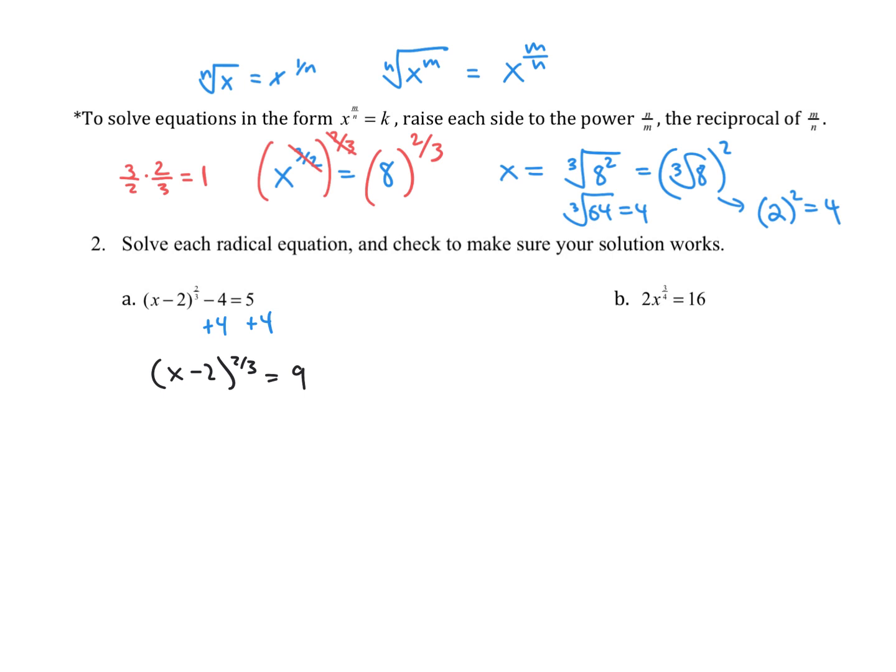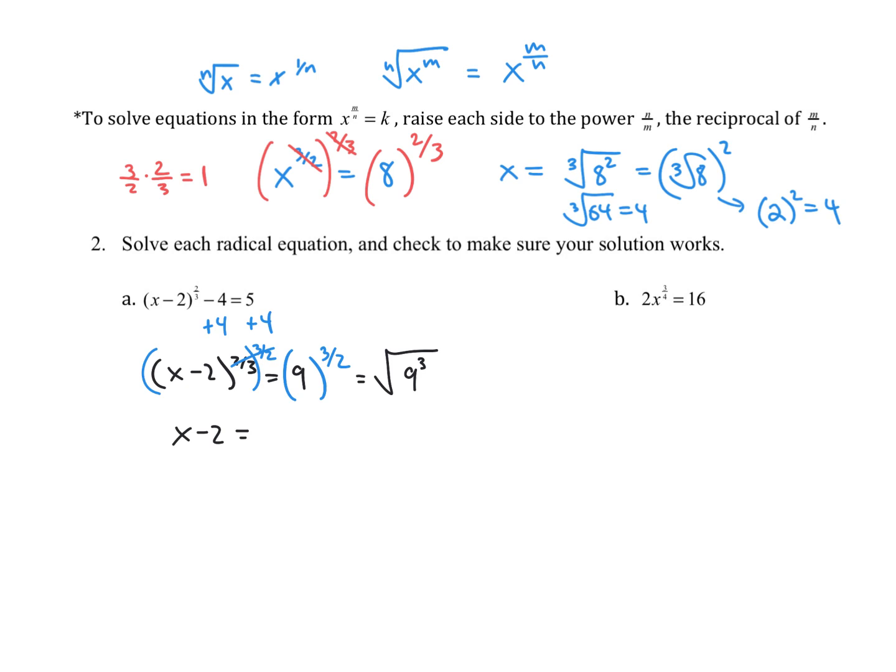And now I raise both sides to the reciprocal power. So the reciprocal of 2/3 is 3 over 2. And those exponents cancel each other out, leaving me with just x minus 2 on the left. And on the right, I need to simplify 9 to the 3/2. Well, since I have a 2 in the denominator, I use a square root, and 9 to the 3rd power.